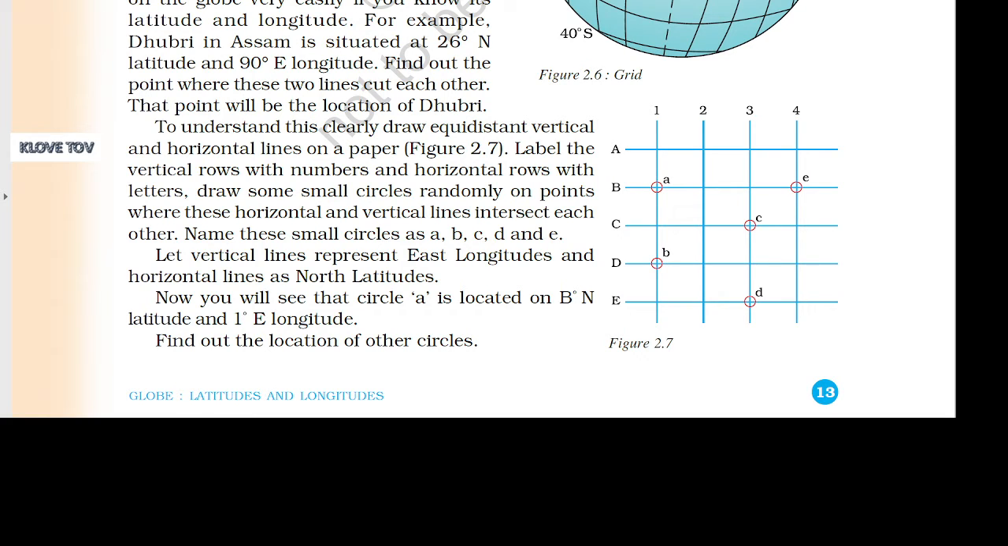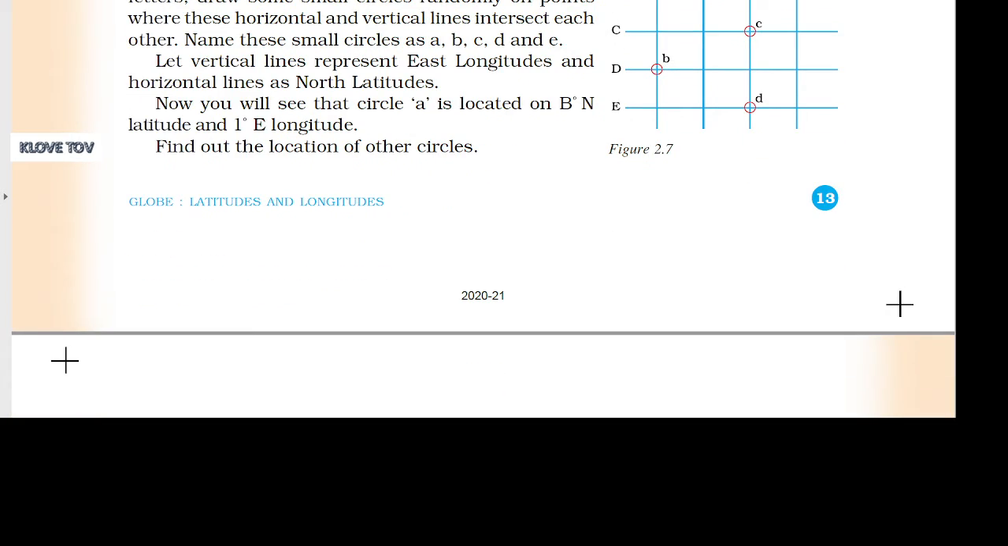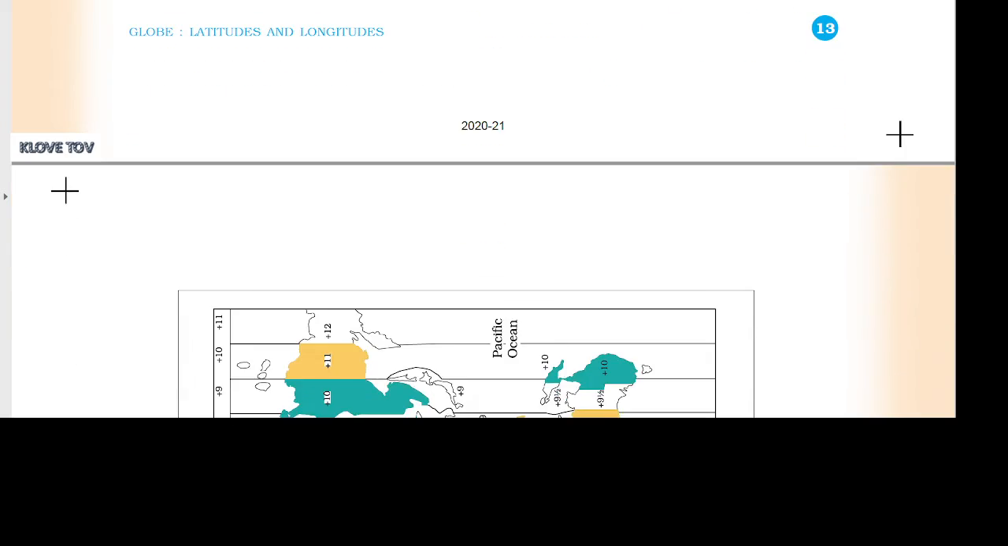To understand this clearly, draw equidistant vertical and horizontal lines on a paper, Figure 2.7. Label the vertical rows with numbers and horizontal rows with letters. Draw some small circles randomly on points where these horizontal and vertical lines intersect each other. Name these small circles as A, B, C, D, and E. Let vertical lines represent east longitude and horizontal lines north latitudes. Now you will see that circle A is located on 8 degree N latitude and 1 degree E longitude. Find out the location of other circles.